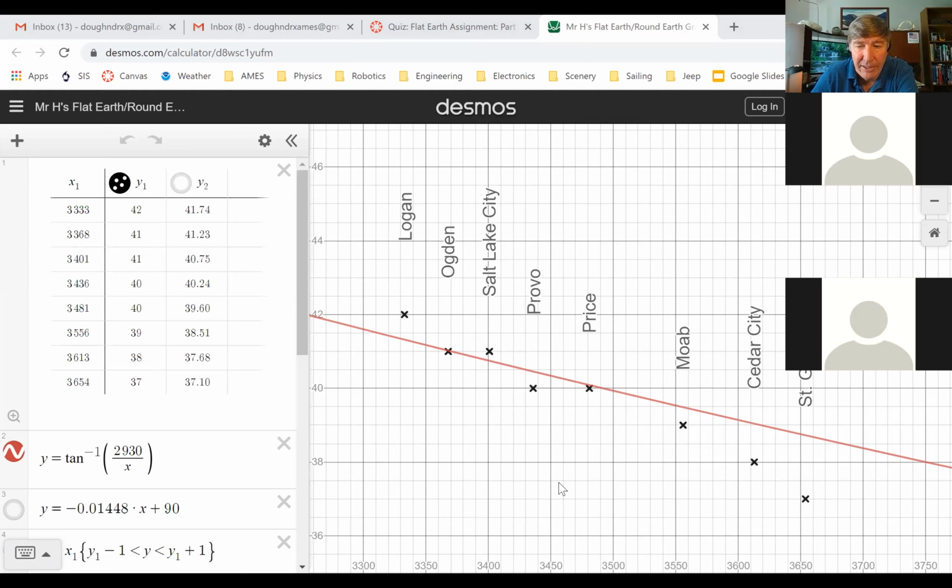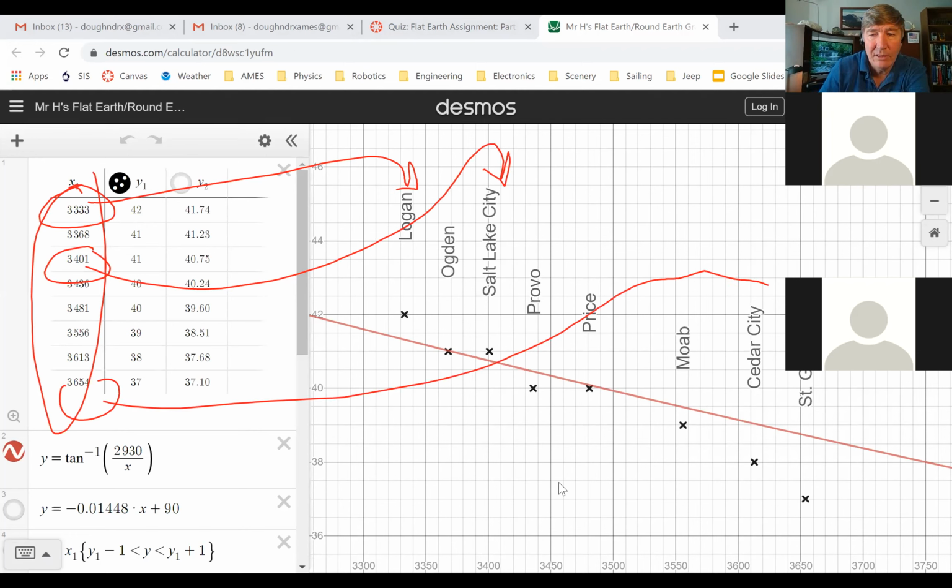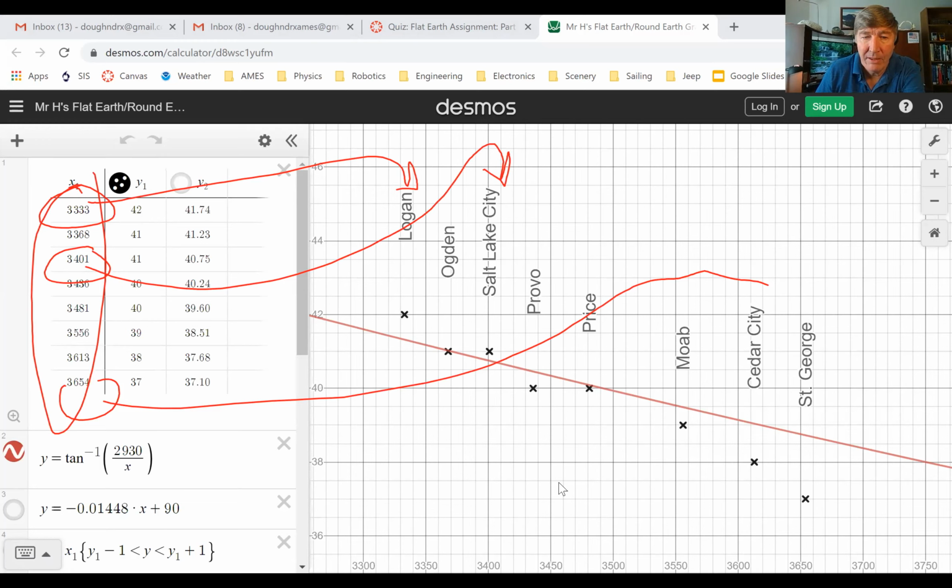So let me turn on annotation here. These numbers are the distances for the various cities. 3,333 corresponds to Logan. 3,401 corresponds to Salt Lake City, and so forth. Let's see, that last one. I've got some windows in the way here that you don't have. Let me see if I can minimize those windows. Okay, that takes you to St. George.